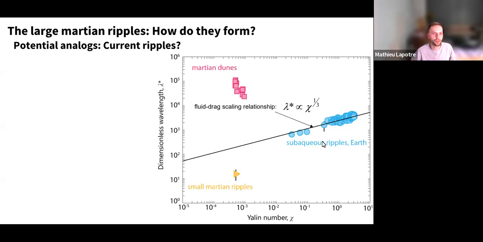As expected, the Martian dunes here in pink and the small ripples in yellow plot off of this trend. Again, we know that these do not form through the same hydrodynamic or aerodynamic instability as current ripples on Earth's riverbeds. However, the size of large Martian ripples seems to be fairly well predicted by that same scaling relationship, which supports our interpretation then that the equilibrium size of large Martian ripples is set by a hydrodynamic mechanism that is similar to that that is responsible for the formation of current ripples on Earth.